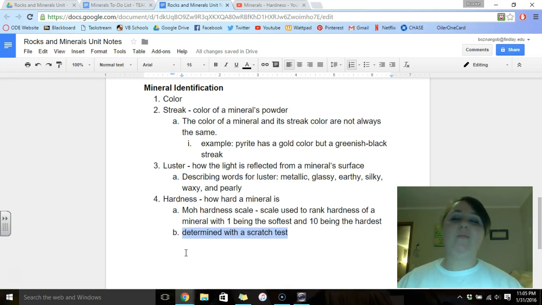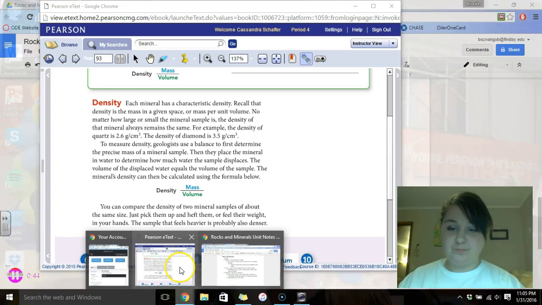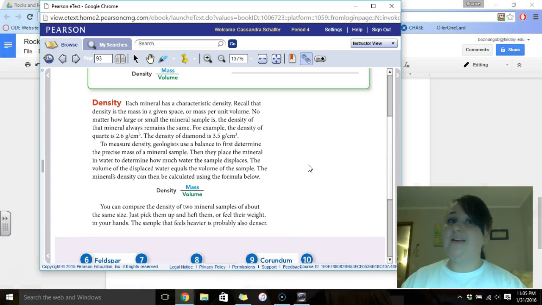You want to make sure you remember that hardness is determined by scratching it, either on different minerals or with a nail and penny and fingernail, that kind of thing. So make sure you add that. So then we move on to density.